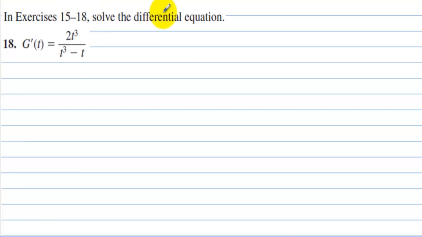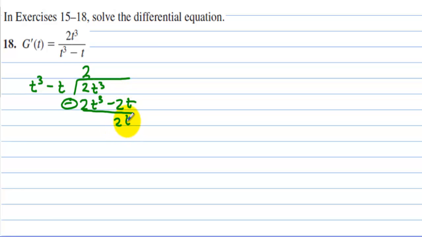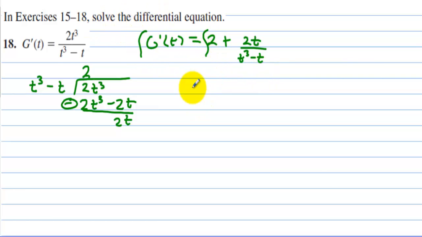In exercise 15 through 18, solve the differential equation. Well, the powers are exactly the same. We have to start by doing long division. T to the third minus t divided into 2t to the third. T to the third goes into 2t to the third 2 times. We have 2t to the third minus 2t. And in long division, we always subtract. So that gives us 2t. We've now turned this into g prime of t is equal to 2 plus 2t over t to the third minus t. Well, we're supposed to solve the differential equation, which means we're going to integrate both sides.